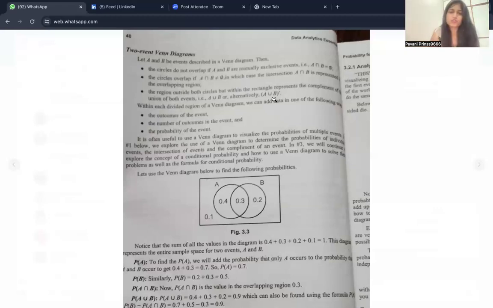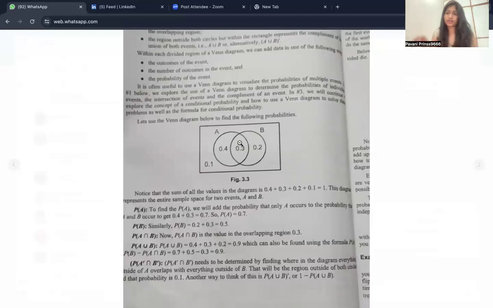Now, what is the use of all these things? Why are we doing Venn diagrams and all? To get the outcome of an event, there are three things: the outcomes of the events, the number of outcomes, and also some sort of probabilities. And they have given a small example, as you can see.